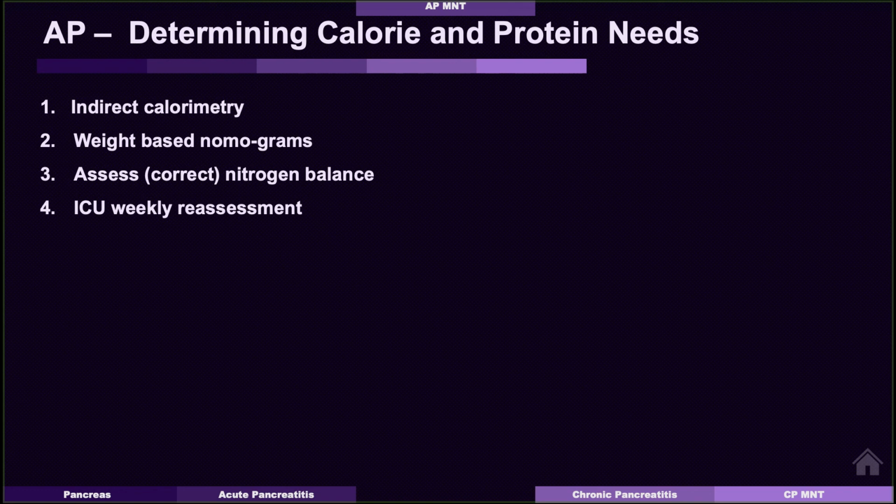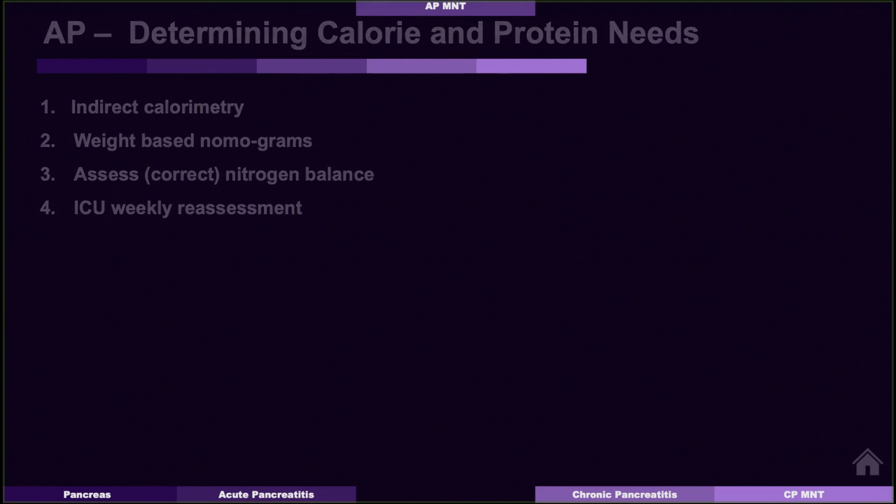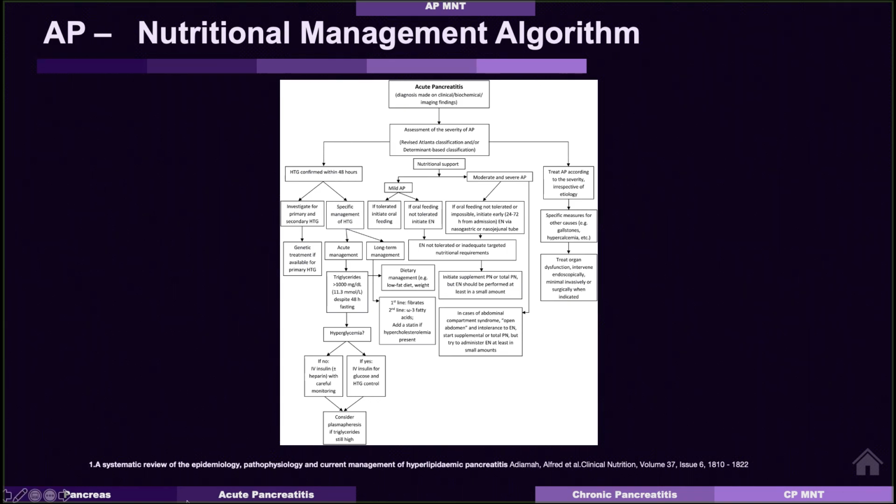You can also think about it that in severe acute pancreatitis, where we also have this risk for sepsis, we're also going to see an increase in the resting energy expenditure. That is why we need to strategize and minimize the catabolic stress. Patients in the ICU should also be reassessed weekly for their energy needs. This next slide shows a nutritional management algorithm, and it largely follows what we've been talking about, so I'll let you have that. It's a great diagram.